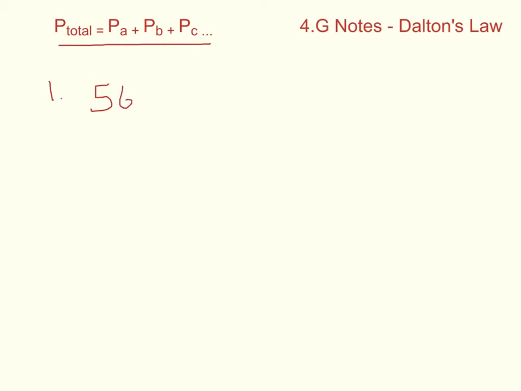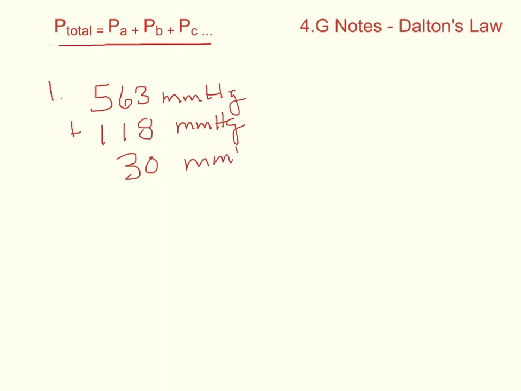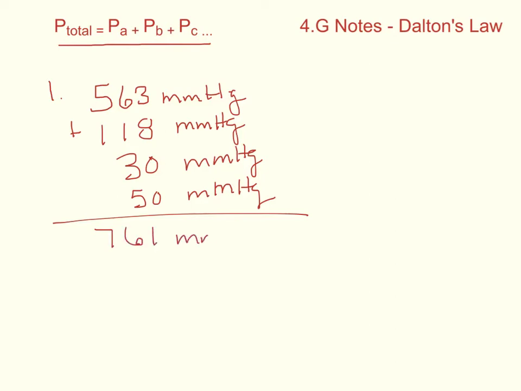So nitrogen's partial pressure is 563 millimeters of mercury. Oxygen's partial pressure is 118. Carbon dioxide is 30. And water is 50. So the total pressure is just the sum of all these pressures added together, which gives you a total of 761 millimeters of mercury.